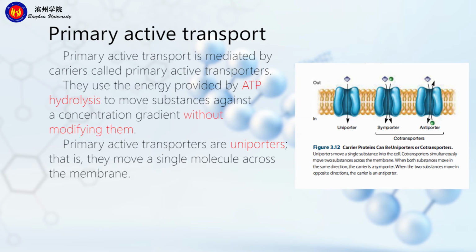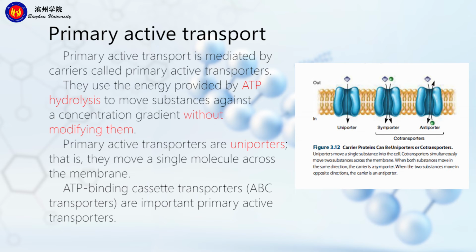You can see the uniporter in the picture. We can say the uniporter transfers the substance only from the outside to inside. For example, ATP binding cassette transporters are important primary active transporters. We also call them ABC transporters.